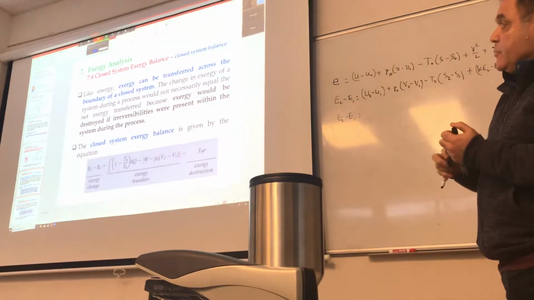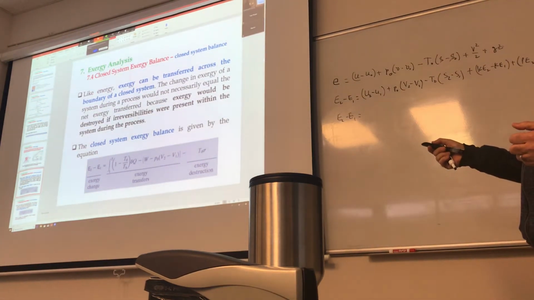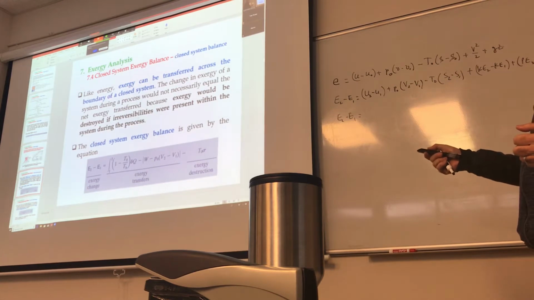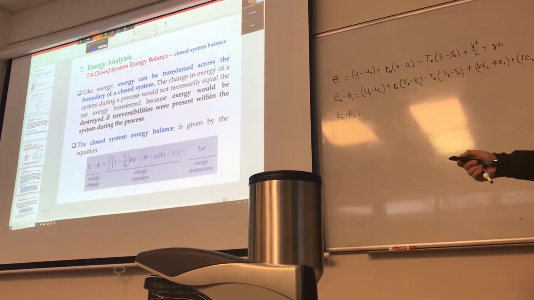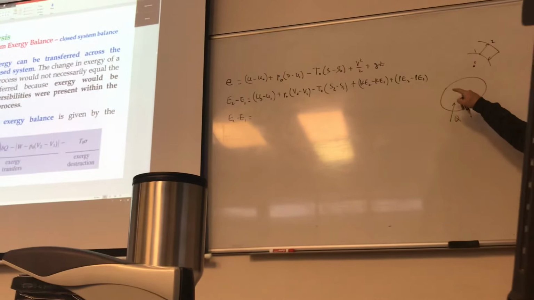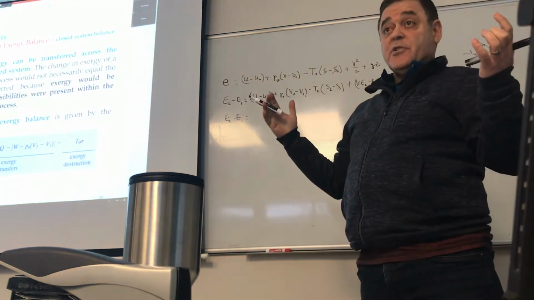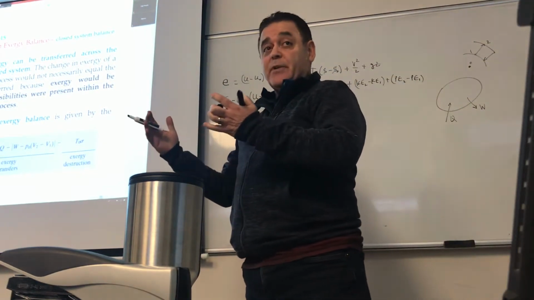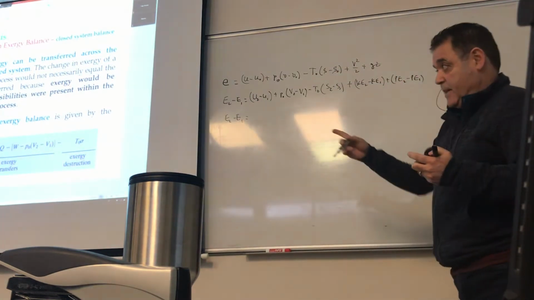So if you look at that first paragraph there, it says exergy can be transferred across the boundary of a closed system. Okay? The change in exergy of a system during a process would not necessarily be equal to the net. So if the exergy is crossing the system, the big question is, what is the exergy change of the system? It's very easy to go, well, the exergy change is simply equal to whatever is crossing the boundary. But really, that is not the case, because there is one component that has to be taken into account.